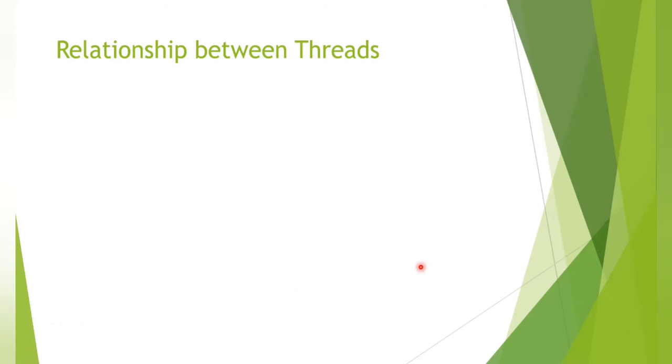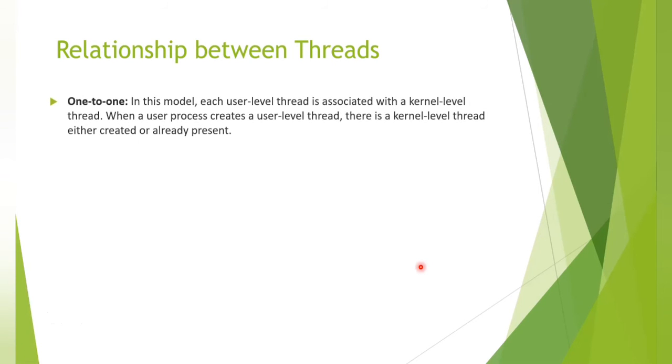Now let's look at the relationship between threads. The first one is the one-to-one relationship. In this model, each user level thread is associated with a kernel level thread. When a user process creates a user level thread, there is a kernel level thread either created or already present.